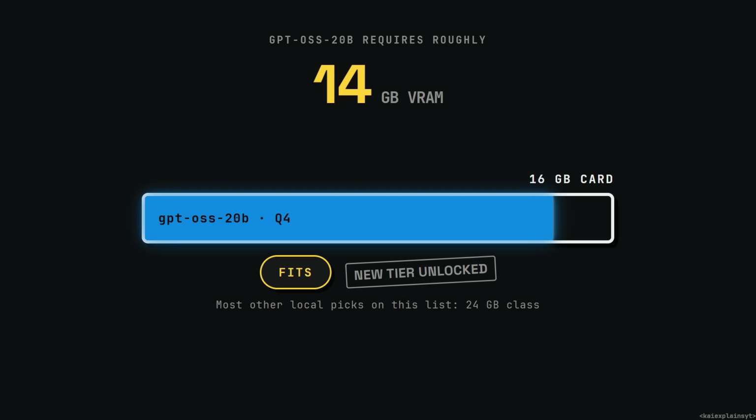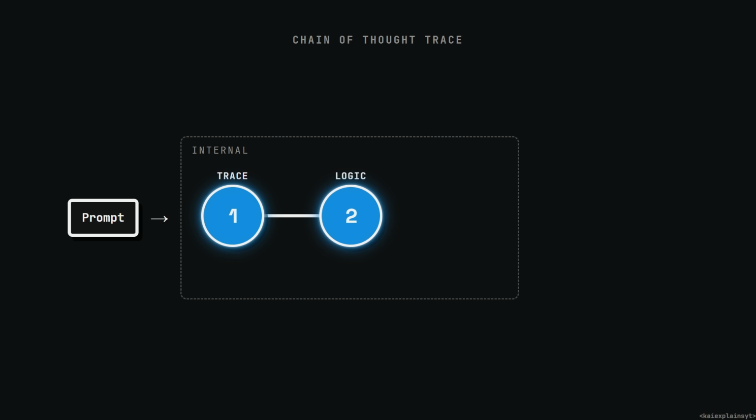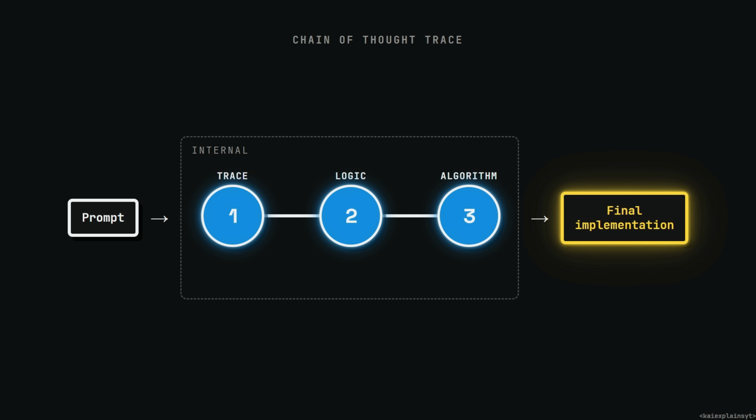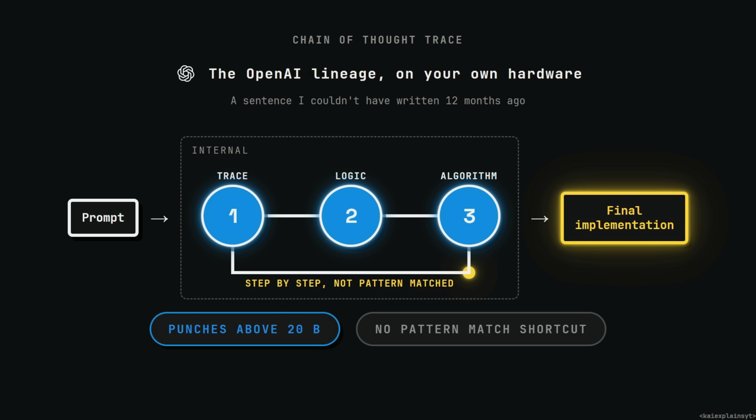What makes it interesting isn't raw benchmark performance. It's the reasoning style. The model generates an internal chain of thought trace, working out the logic of a complex algorithm before outputting the final implementation. For a model this size, that reasoning approach punches above its parameter count on tasks that require working through a problem step by step rather than pattern matching to a solution. This is the OpenAI lineage on your own hardware, which is a sentence I wouldn't have written 12 months ago.